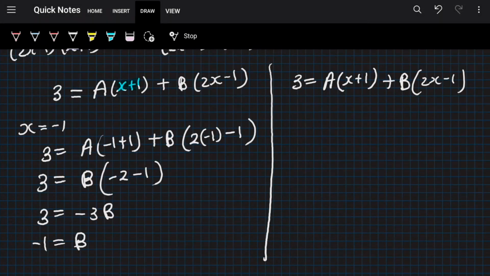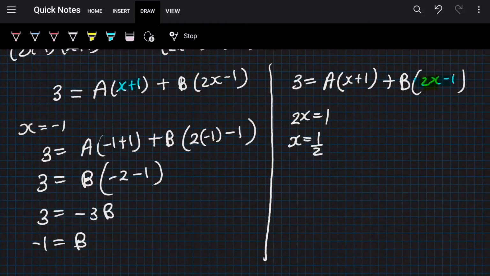So now let's find what A is. If we want to find A, we have to get rid of B. We can only get rid of B if we can make this term 0, because 1 minus 1 is 0. So to make it 0 we need 2x equal 1, so we divide both sides by 2, so we get x equal half. So if we put x equal half in here, we get 0. So B will be gotten rid of, and then we can find what A is.